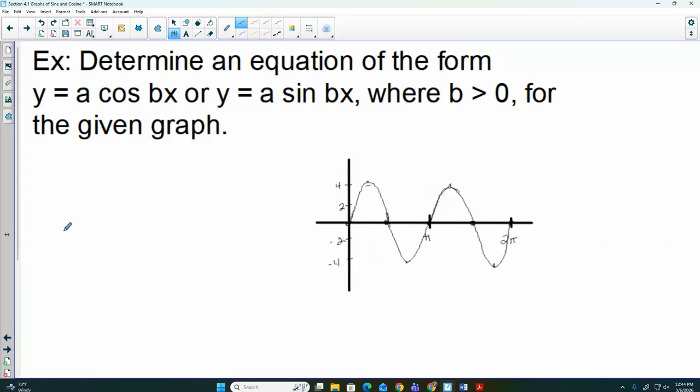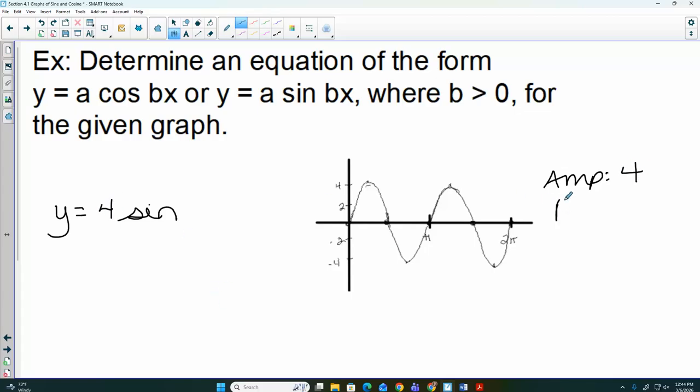One more. Is this one sine or cosine? Sine because it starts in the middle. Was it flipped? Nope, so it doesn't have a negative. What is my amplitude? So we have to have a 4.